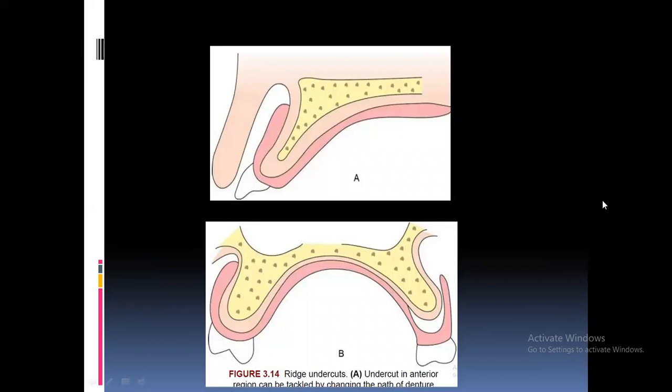And this is the picture that shows undercut present on the maxillary anterior and maxillary posterior region. The first picture shows undercut present on the maxillary anterior region. So undercut present on the anterior region does not require any surgical intervention. And the second picture shows undercut present posteriorly on both sides. So undercut present on at least one side requires surgical intervention.